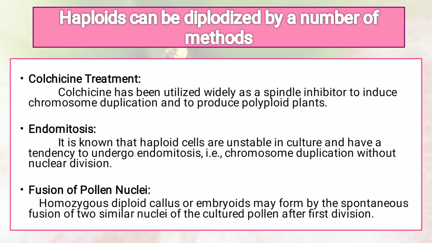The third method is fusion of pollen nuclei. Homozygous diploid callus or embryoids may form by a spontaneous fusion of two similar nuclei of the cultured pollen after a first division. In Brassica, the frequency of spontaneous nuclear fusion in a microspore culture is high.